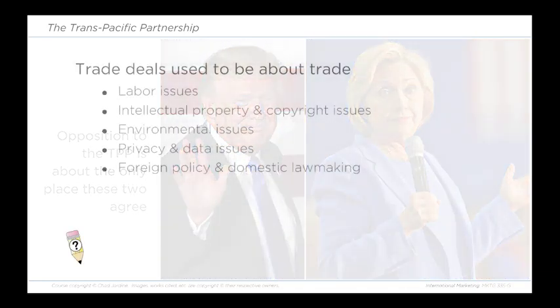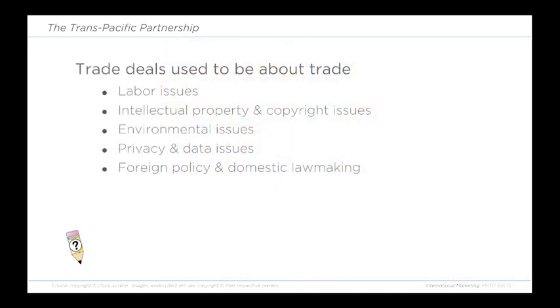But the big takeaway here is that trade deals used to be about trade. The TPP is an example of one of these huge, far-reaching agreements. Here are some of the issues that it touches on. It touches on labor, touches on intellectual property and copyright issues, right? So the U.S. is kind of hostile on this to China because we make a lot of IP, we make a lot of software, we make movies. It has provisions about environmental issues, provisions about privacy and data issues, which is also interesting since the U.S. gets a lot of criticism for its spying on its own citizens.